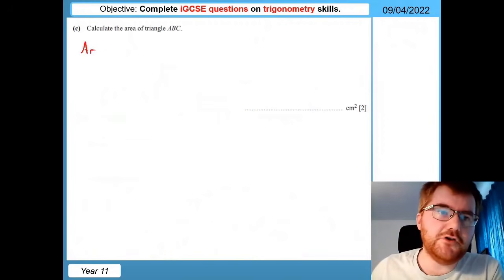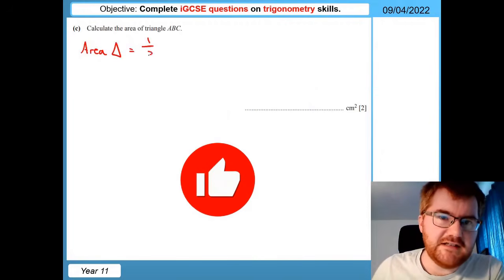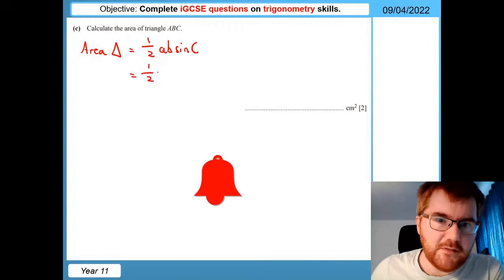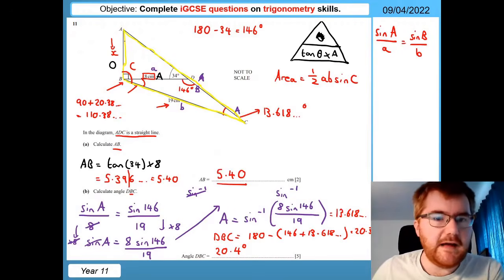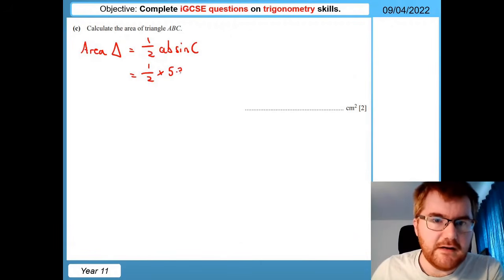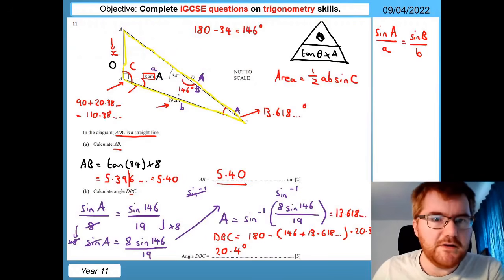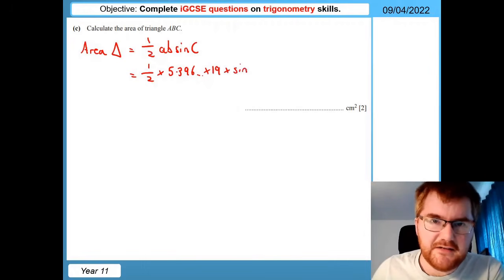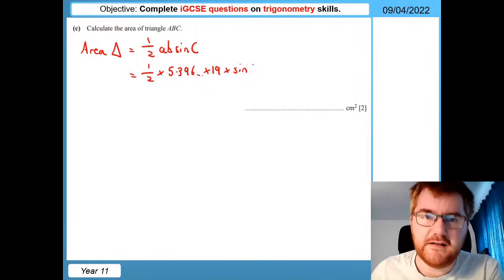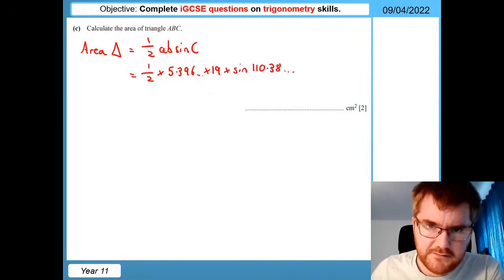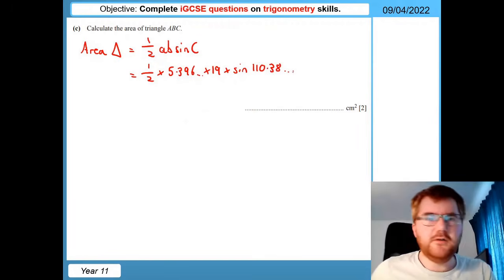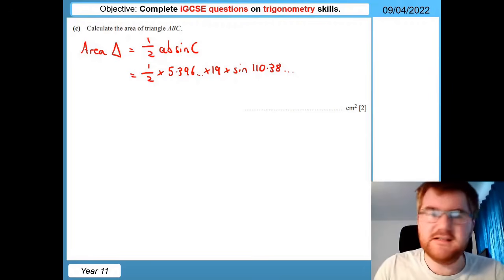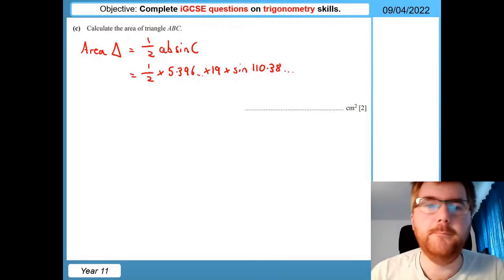So the area of the triangle, I'm just going to write down to the examiner that I know what it is, half AB sine C. And let's just pop in all the numbers that we have. So half times, well, we know what X was, that was 5.396 dot dot dot. We know that the B side would be 19, so times 19, and then times the sine of the angle in between, so that's 110.38 dot dot dot. Notice with this kind of question, they are usually quite lenient if the answer is not exactly accurate, they'll still give you all 2 marks. Let's try and make it, though, as accurate as possible.